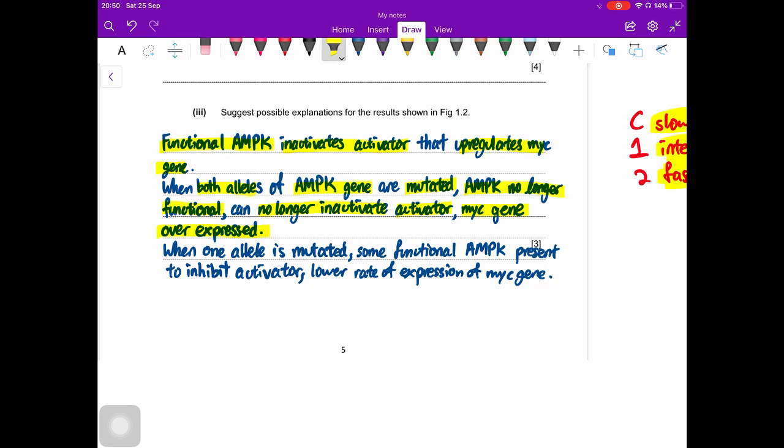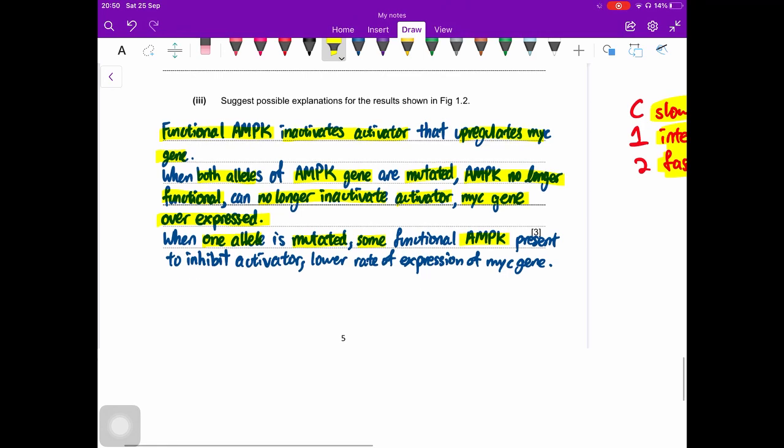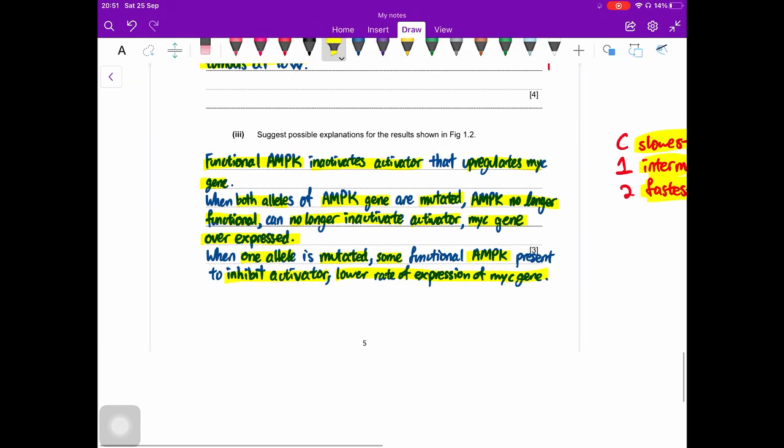Next, you talk about 1 allele being mutated. Because only 1 is mutated, there is still some functional AMPK present. And because there are some that are present, they are able to inhibit the activator, and this lowers the rate of expression of your MIC gene. So this sums it up for this question. It's a very typical paper 3 question.